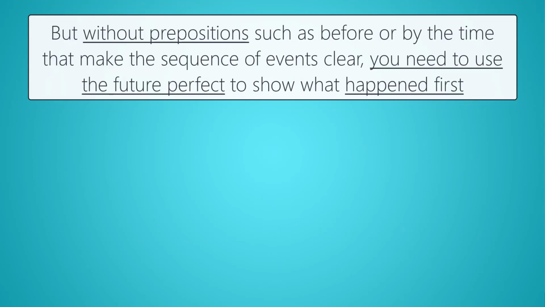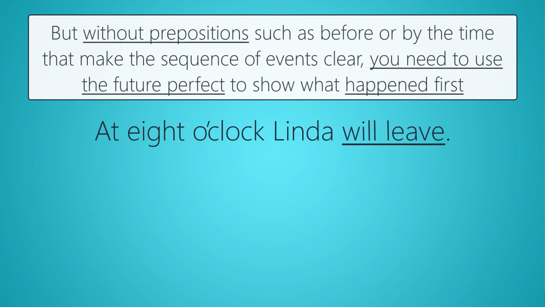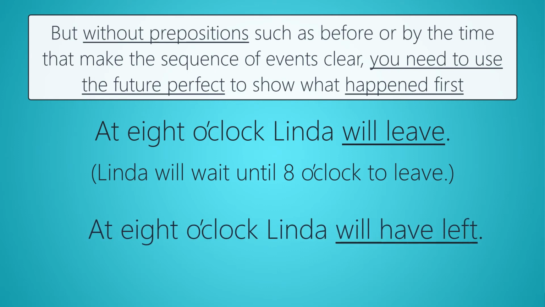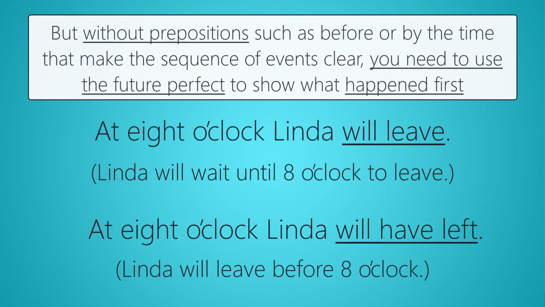But without prepositions such as before or by the time that make the sequence of events clear, you need to use the future perfect to show what happened first. For example, at 8 o'clock, Linda will leave. This means that Linda will wait until 8 o'clock to leave. At 8 o'clock, Linda will have left. This means Linda will leave before 8 o'clock.